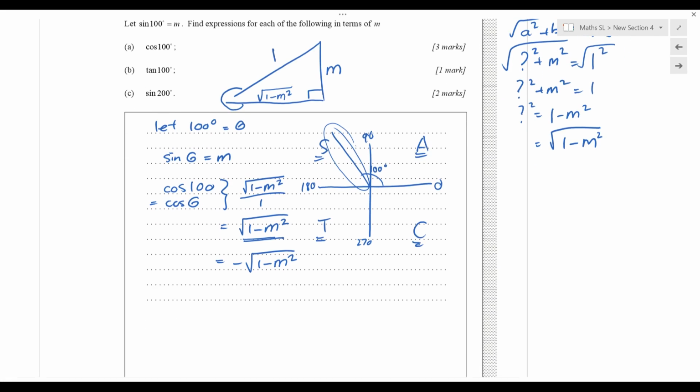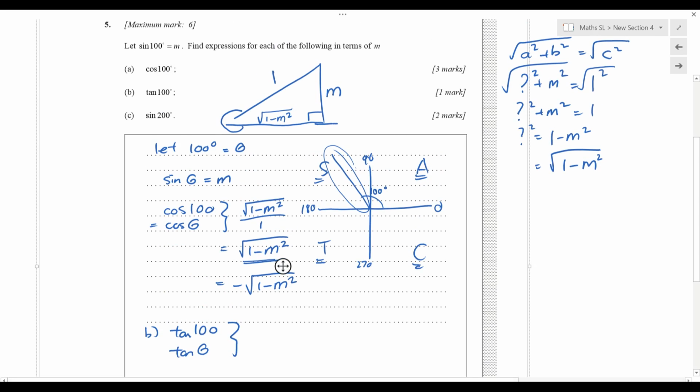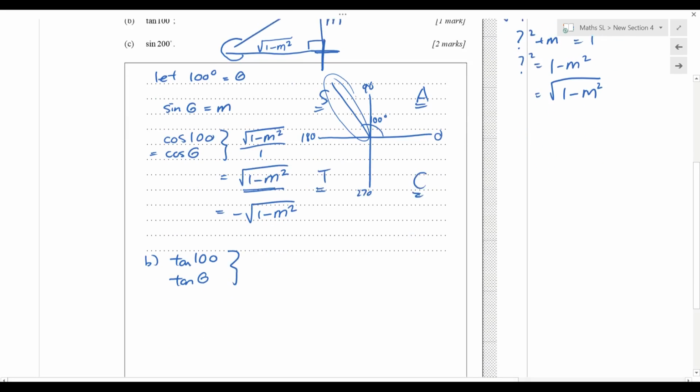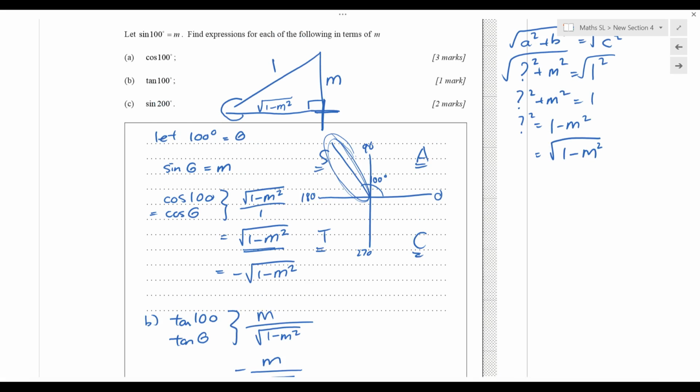That is the one tricky part that IB love tricking you guys with. Okay, so let's do tangent 100. In part B we have tangent 100, which we can write as tangent theta, and we can again use that similar logic. Remember that little t thing I talked to you about? So we can simply write m over root 1 minus m squared. Again, ask yourself, tangent in the sine quadrant is what? Negative, right? So the answer is negative m over root 1 minus m squared. That's your final answer.